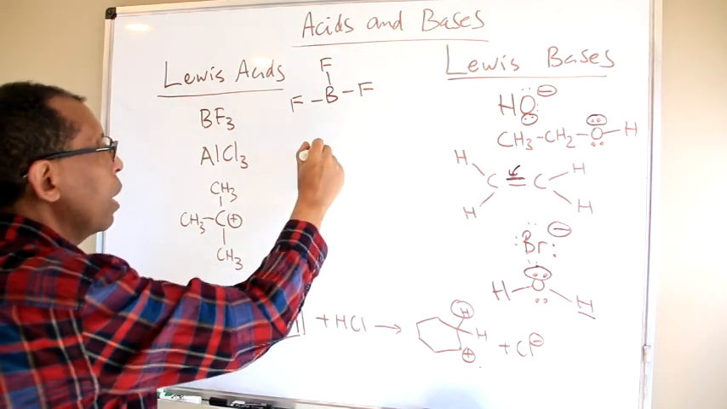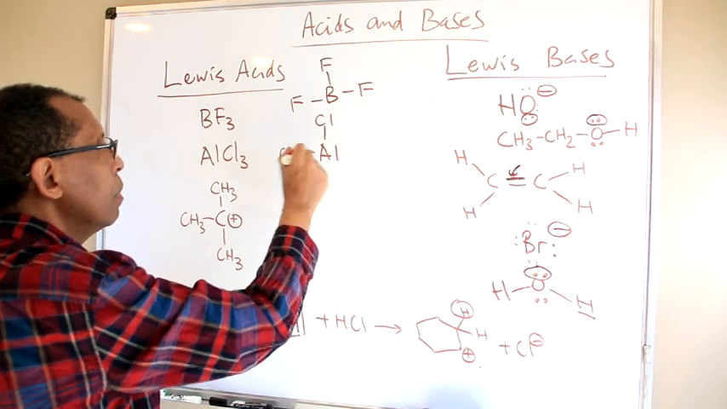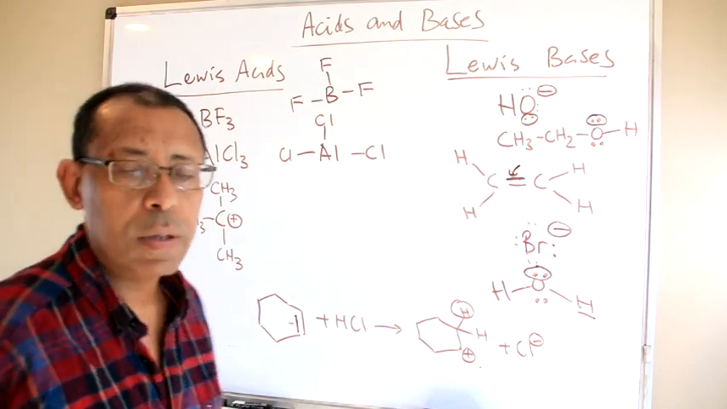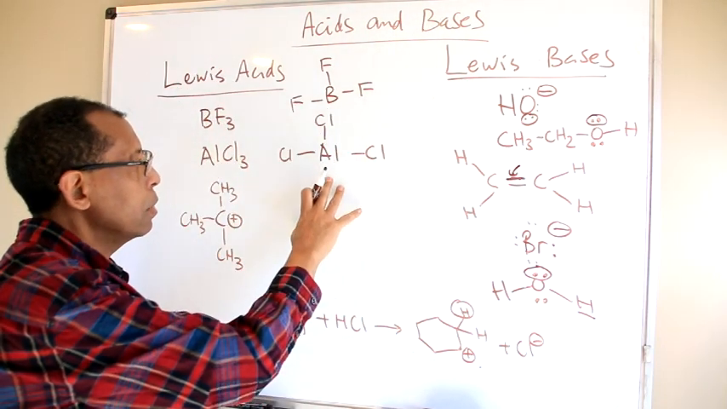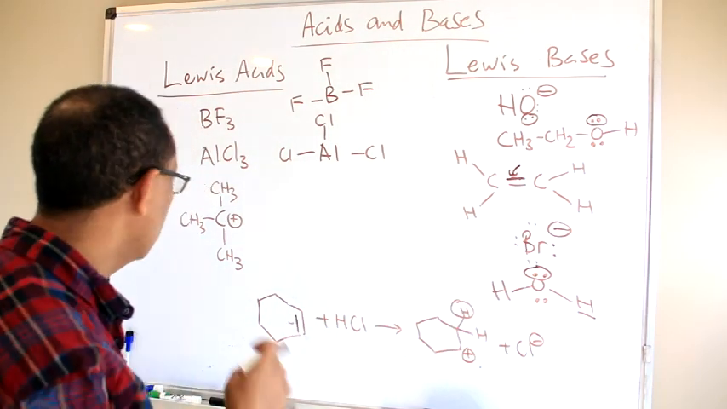Aluminum chloride, the same. With aluminum chloride as a central atom, the octet is not satisfied. There are only 6 electrons, as you see. Therefore, it acts as a Lewis acid. It can take an extra pair of electrons.